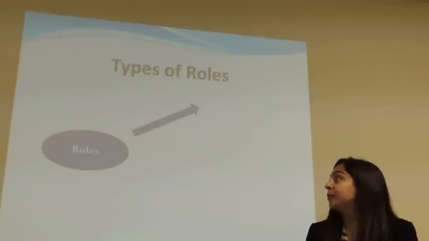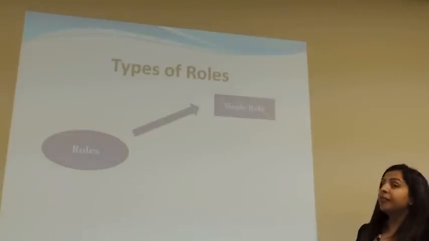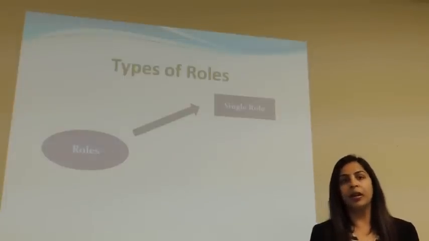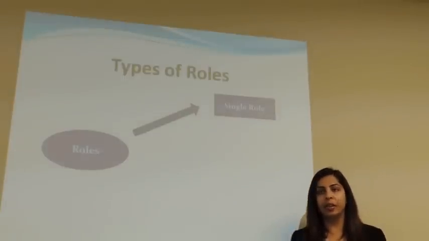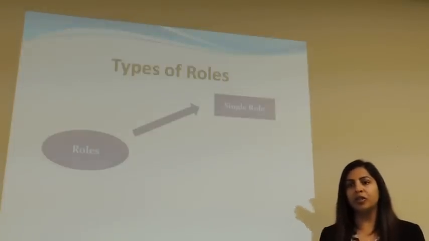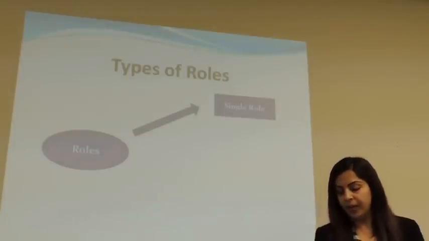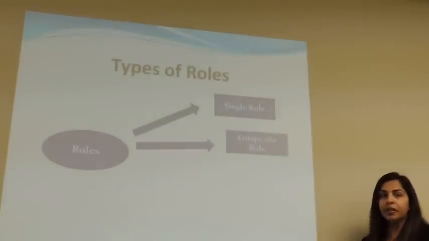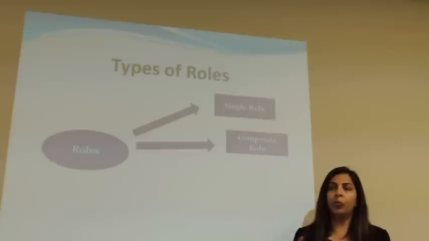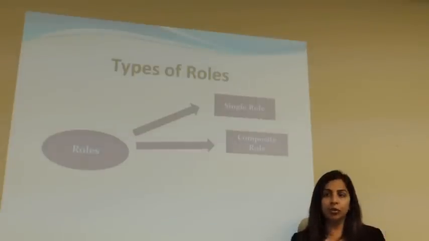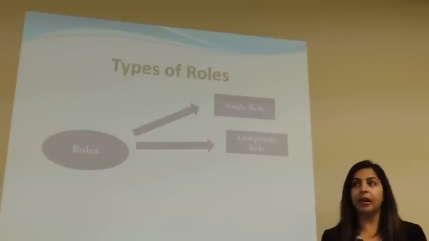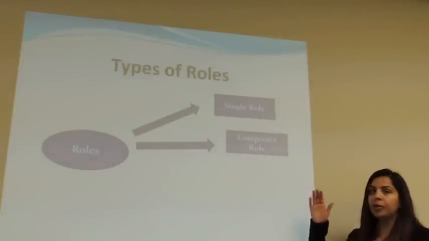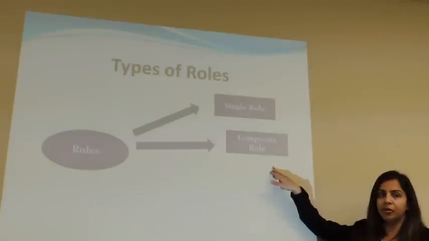Now we come to types of roles. First we have the single role. In the single role it is one role that we assign to a single user. He will have all the authorizations for that one particular role. The second one is a composite role. So a composite role is again, in this situation, where the user actually has more than one or two roles assigned to him, due to which we will assign him in the composite role.